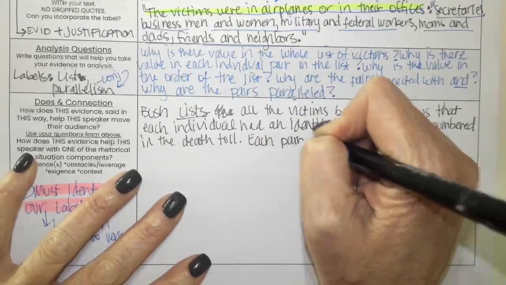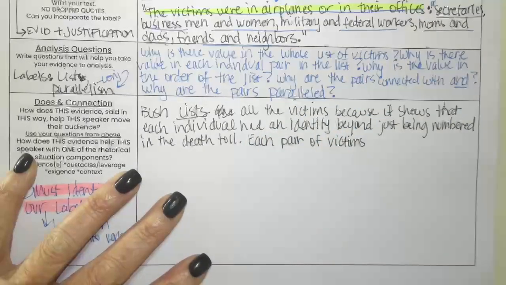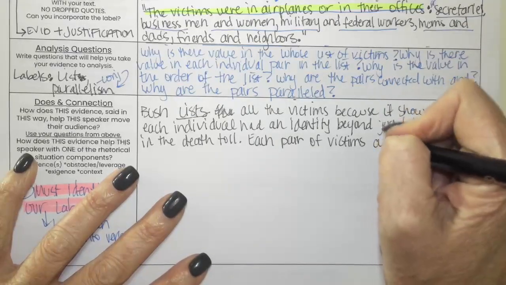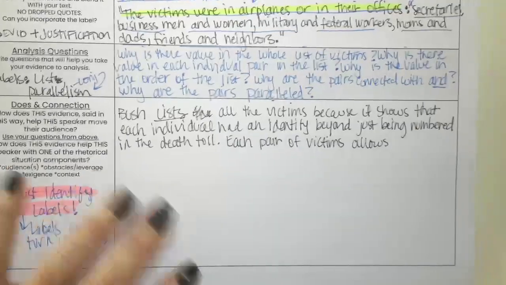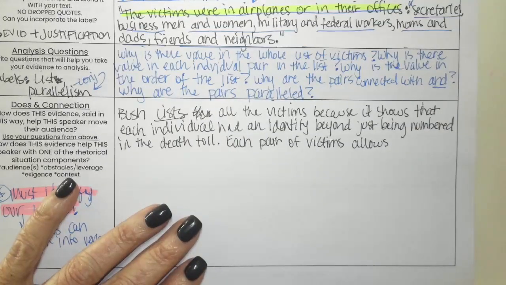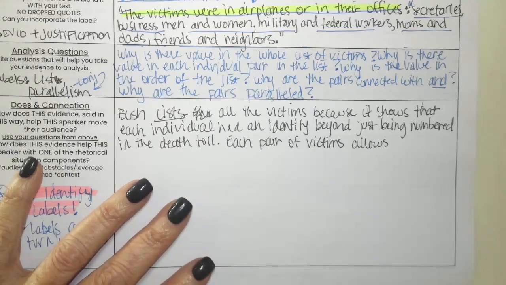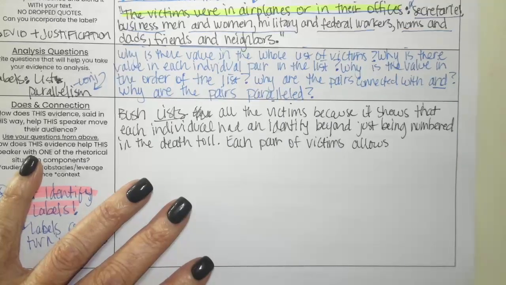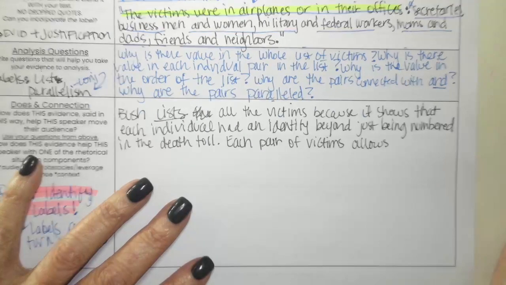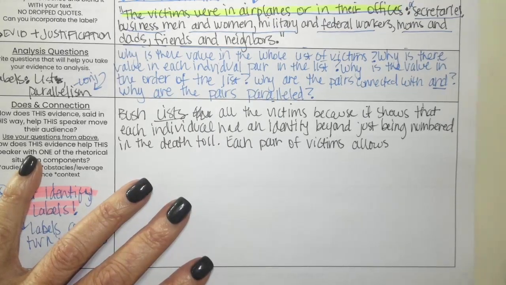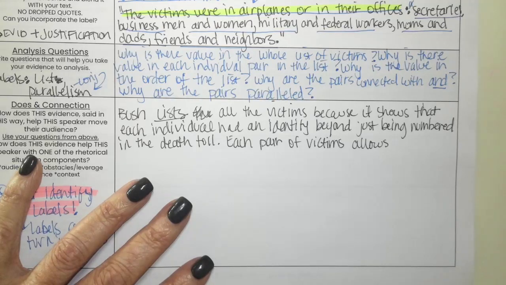Each pair of victims allows, now I'm going to move into a little bit of connecting with the audience, though I never, ever, ever say audience. So allows grieving Americans already know who the victims are, right? Is there another description of Americans, even though everybody knew what happened that day, that would help us translate into relating to personal Americans?